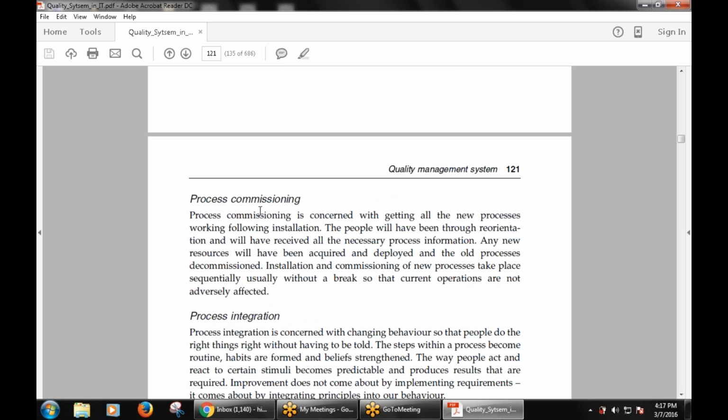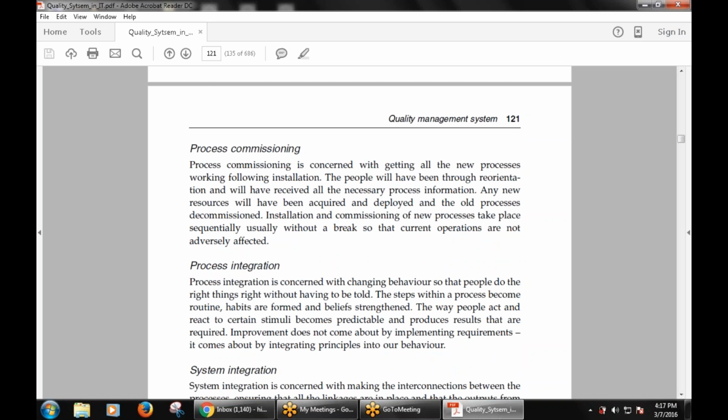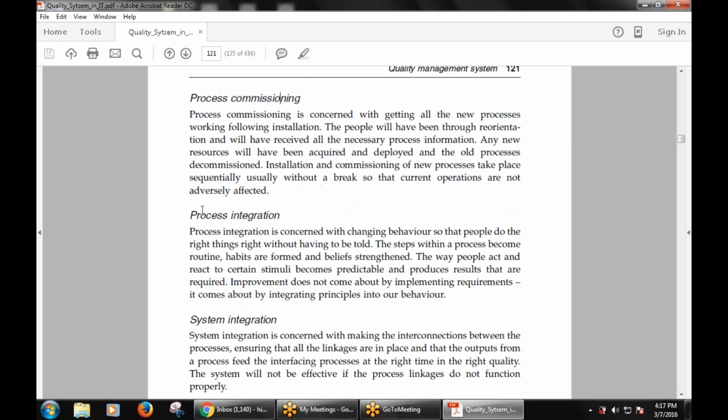Now, the first part is process commissioning, that is concerned with getting all the new processes working following the installation. Then there is process integration, that is concerned with changing behavior so that people do the right things the right way without having to be told. That means there should be integration among the processes that is used for changing behavior.